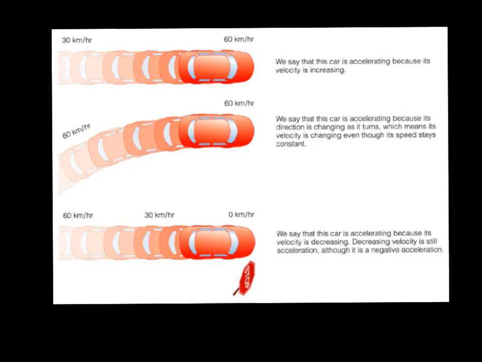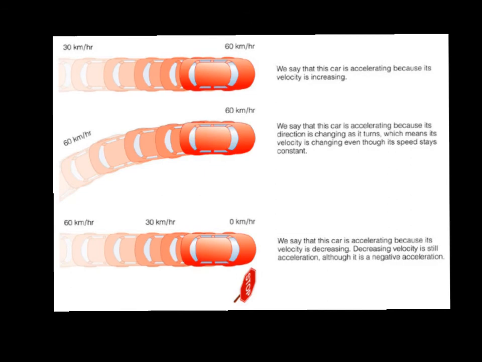We also talked in class about acceleration and the fact that there's 3 ways to accelerate. And I'm showing you the 3 ways in this picture. Up at the top, this car starts out moving 30 kilometers per hour, and then after a little time goes by, it's moving 60 kilometers per hour. So the speed increased. So if you speed up, that's a form of accelerating.